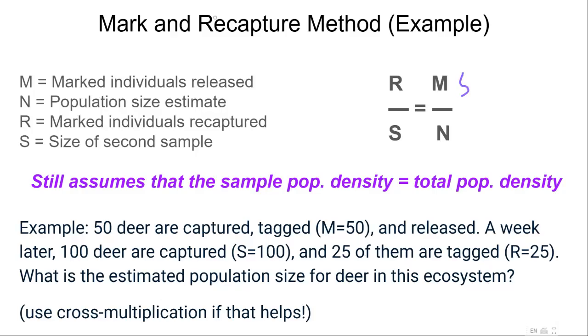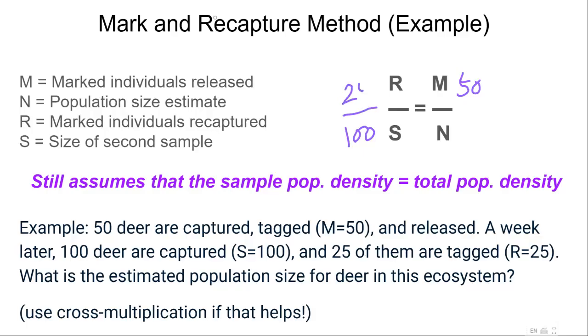So we have 50, and 100 deer are the size of the second sample. So this is 100 here. Of those 100 deer, 25 of them are tagged. Remember, we tagged 50 a week ago, so 25 is the R, the marked individuals that were recaptured.